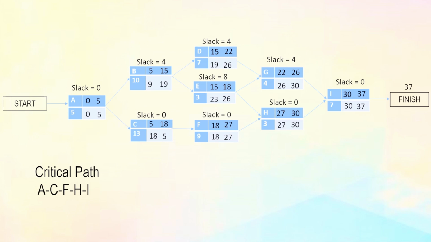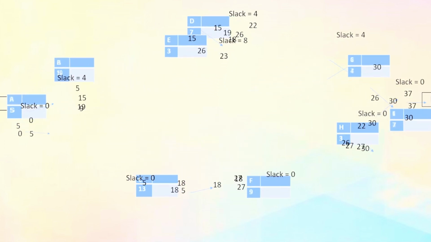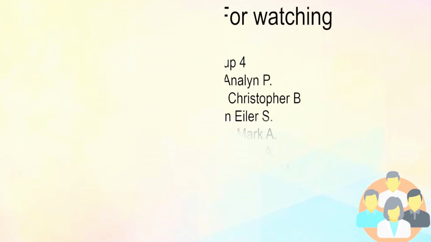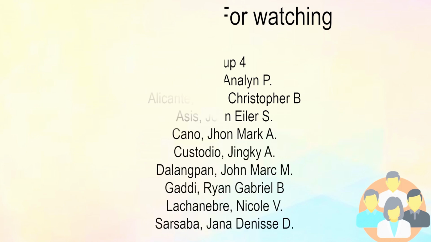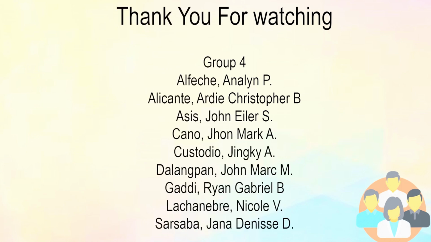The activities with zero slack are called critical activities, and they form the critical path, which is the longest path in the network. So the critical path here is A, C, H, and I, and that's it.